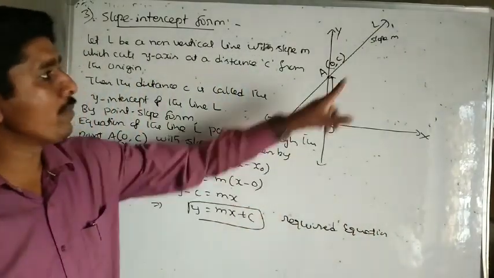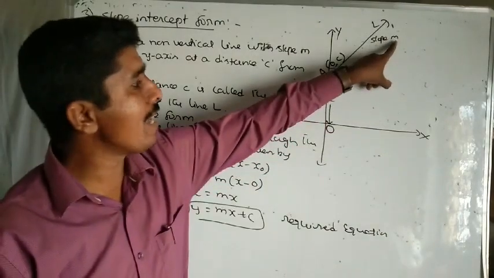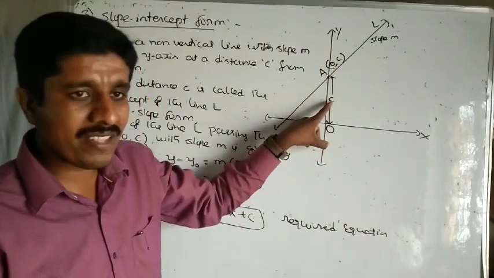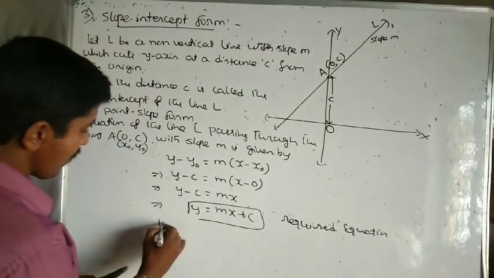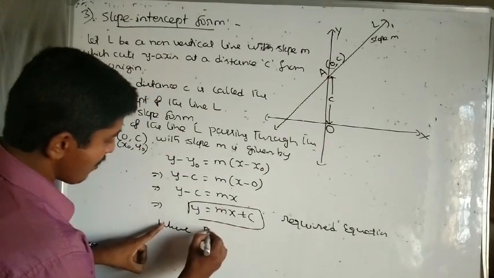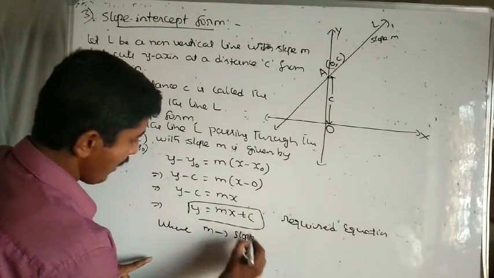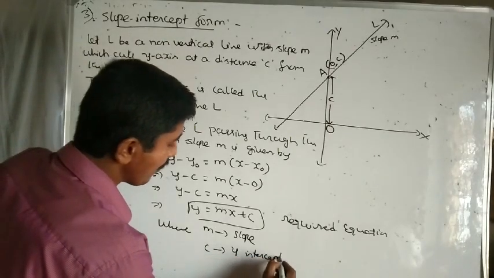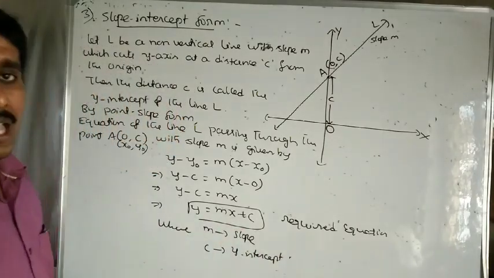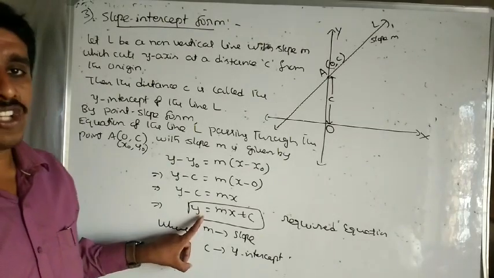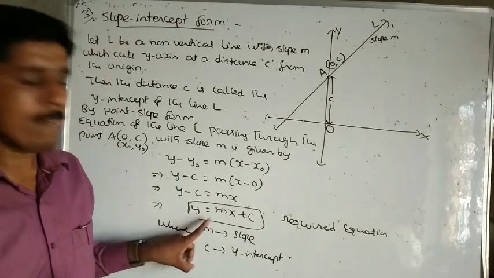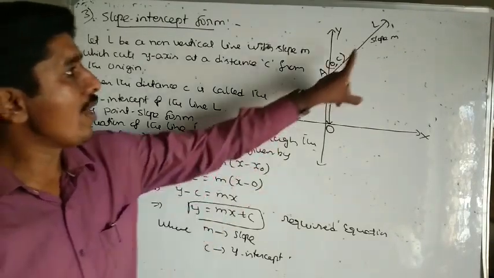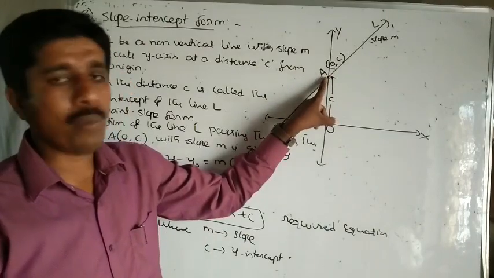Which is the slope? From the diagram we say the slope of the line is m. Which is the y-intercept? The y-intercept is small c. The x coefficient m is called the slope of the line, and small c is called the y-intercept of the line. So mind it, this is the equation of the line in slope-intercept form. Got it? So let us take a non-vertical line which cuts the y-axis at point A.